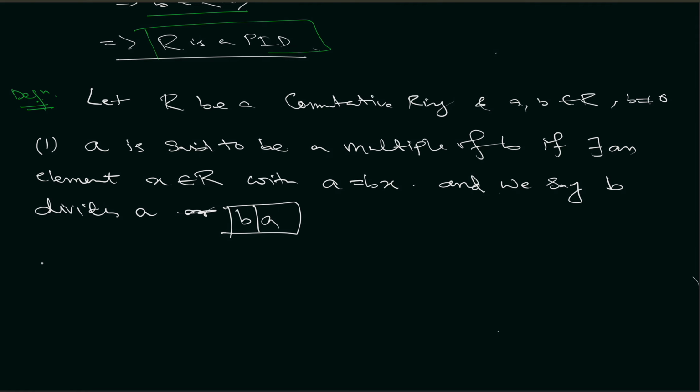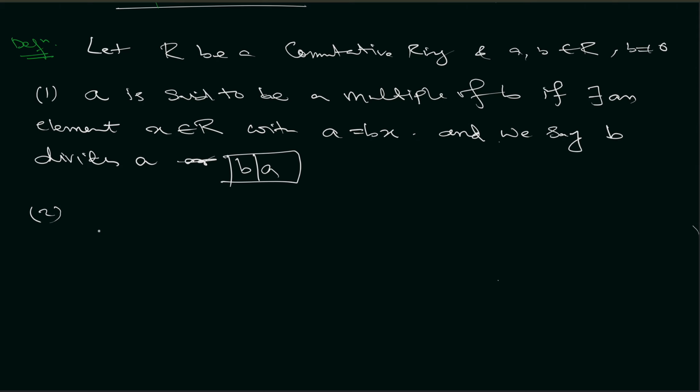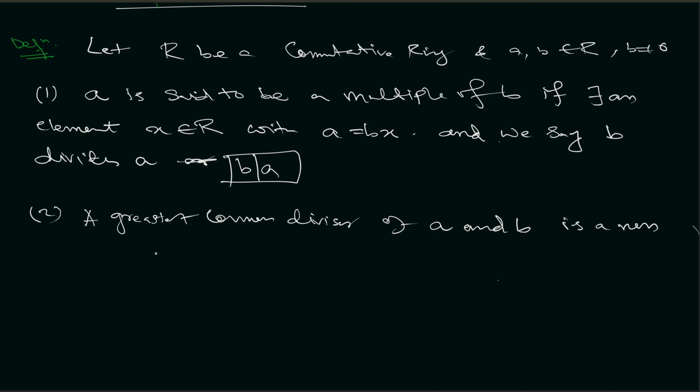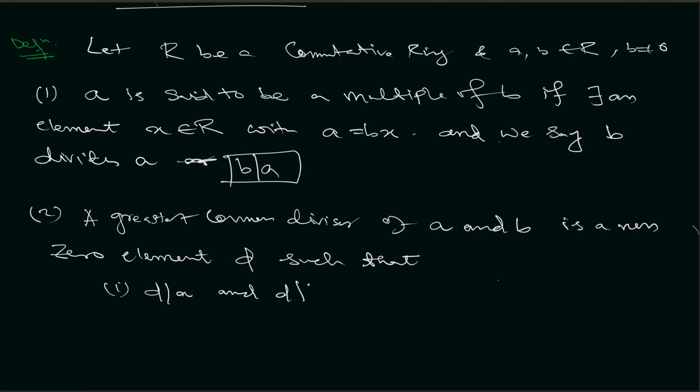And the second is a greatest common divisor, GCD, of A and B, which are elements of R. It is a non-zero element D such that first, D divides A and D divides B, and second, if there is another D dash which divides A and divides B, then D dash divides D. Then we say D is a greatest common divisor.